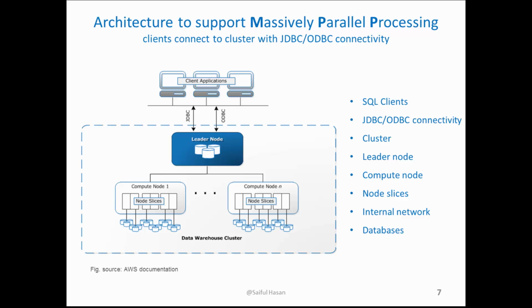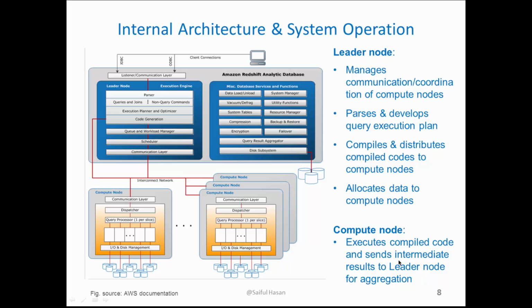And the nodes are made up of multi-core processors. Each core is known as a slice. These nodes are connected to high-speed networks with Amazon custom protocols, and the databases reside in these compute nodes.